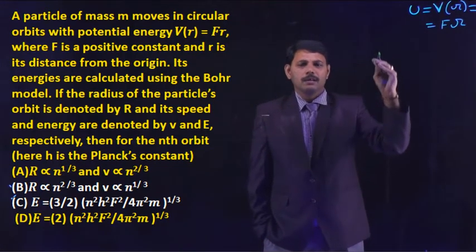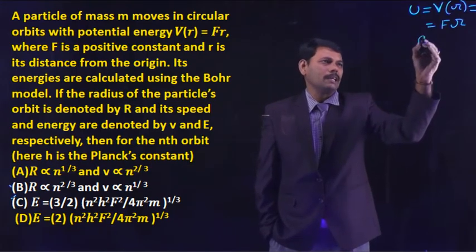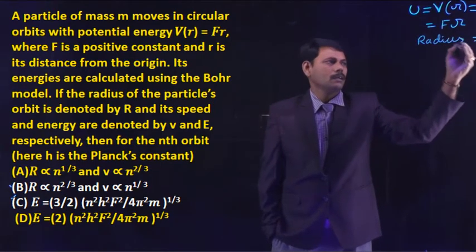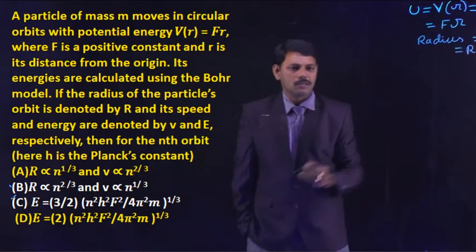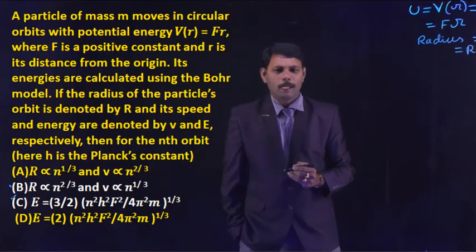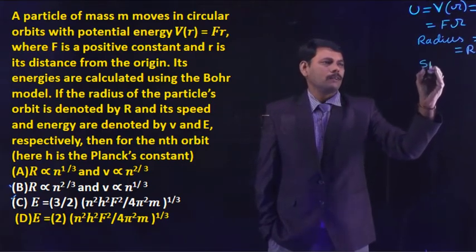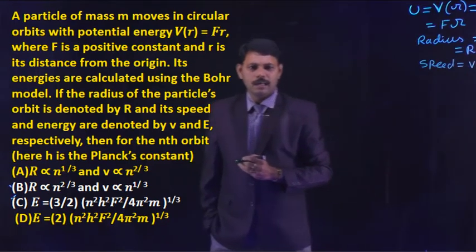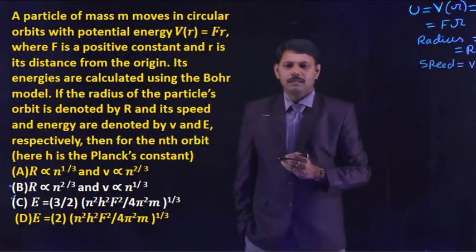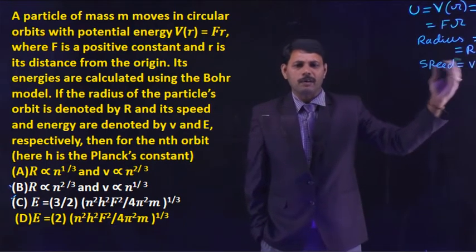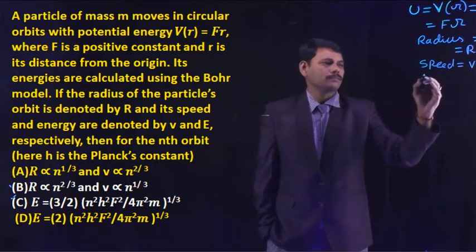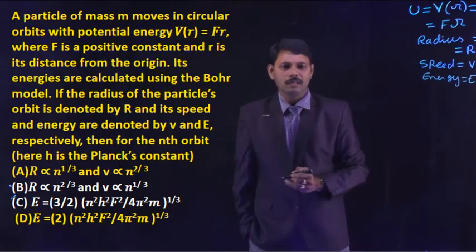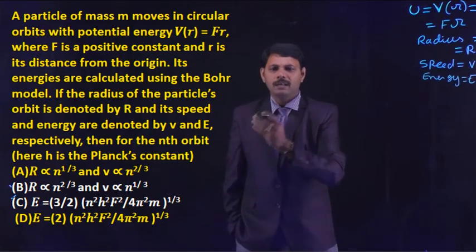If the radius of the particle's orbit is denoted by the letter R, and the speed of the particle is denoted by v, and the energy is denoted by the letter E, then we have to find the following options.